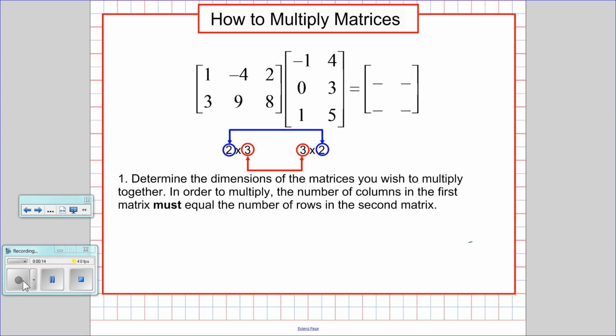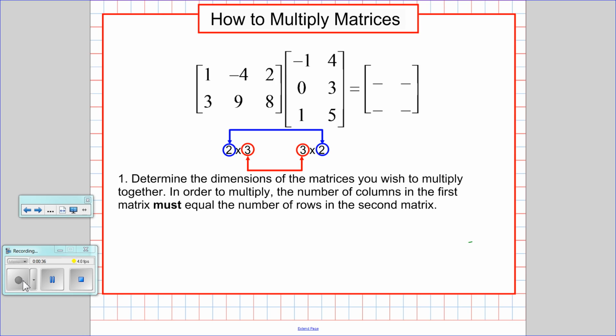Now when you go to multiply matrices, sometimes this is going to be possible and sometimes it's not going to be possible. There are in fact matrices that cannot be multiplied together. So to find out if we can multiply them together, we're going to look at their dimensions. The dimensions are given as the number of rows and the number of columns.